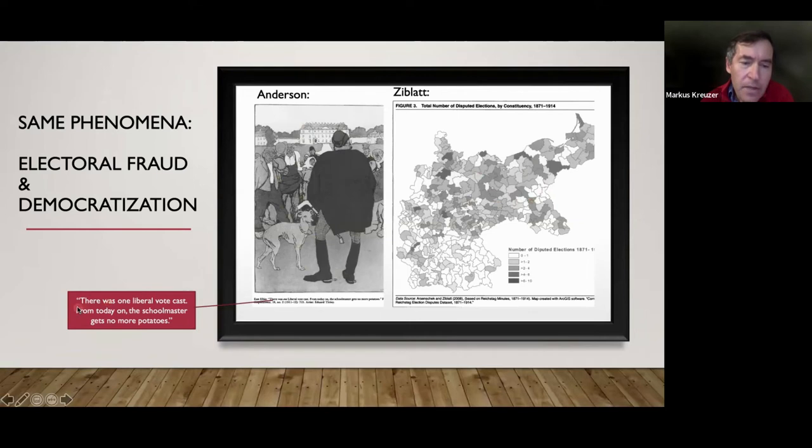And he's saying after the election, oh, there was one liberal vote cast. From today on, the schoolmaster gets no more potatoes, right? So she's sort of trying to get at the implications of electoral fraud through cartoons and qualitative data. Ziblatt, on the other hand, collects data about electoral disputes all across Germany in different electoral districts and is trying to explain the variation.